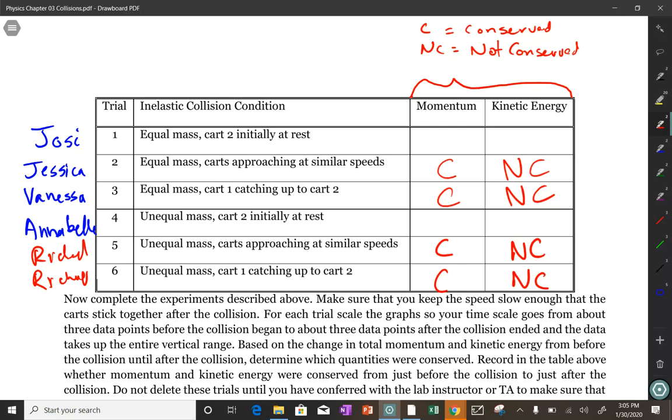So if it was equal mass and the second part was initially at rest, kinetic energy did change because it had to move. So it was constant.